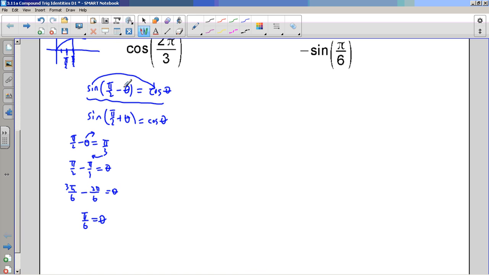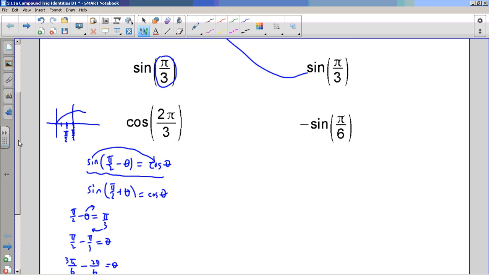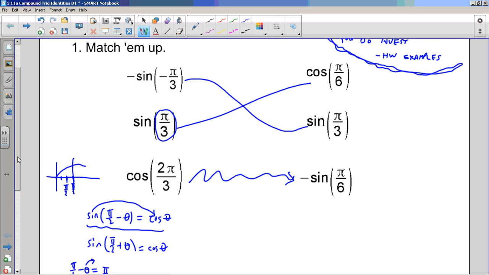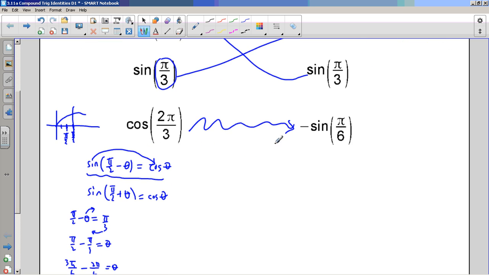So therefore, theta is pi over 6, so this must be the cos of pi over 6, and these are the ones connected. Dandy. So that means by default, this one must be the answer, but let's practice, okay? Again, the other cofunction identities from last time are these two for cosine.